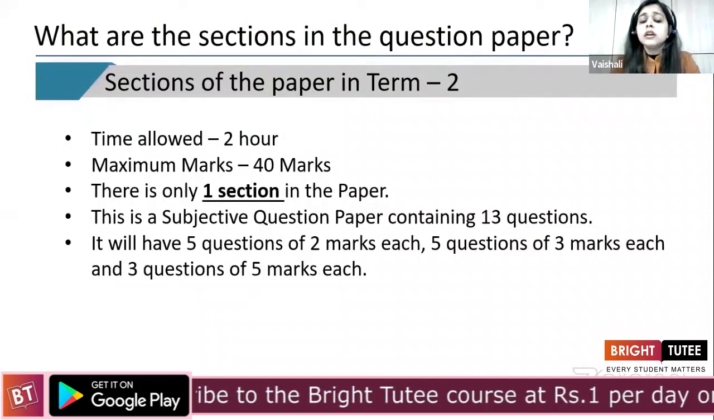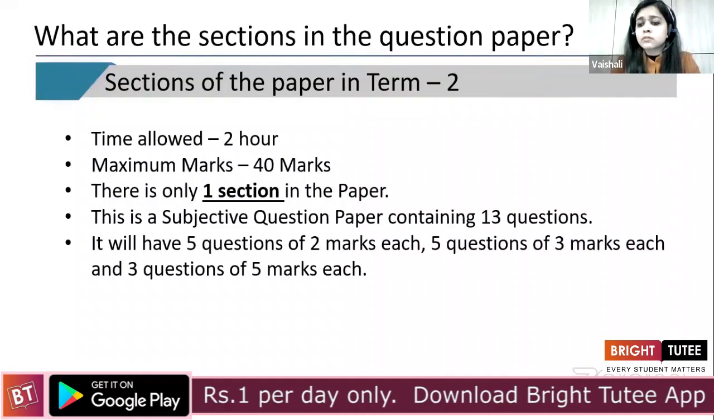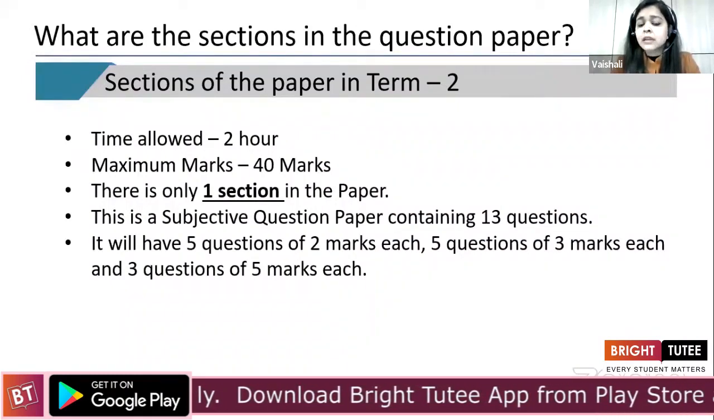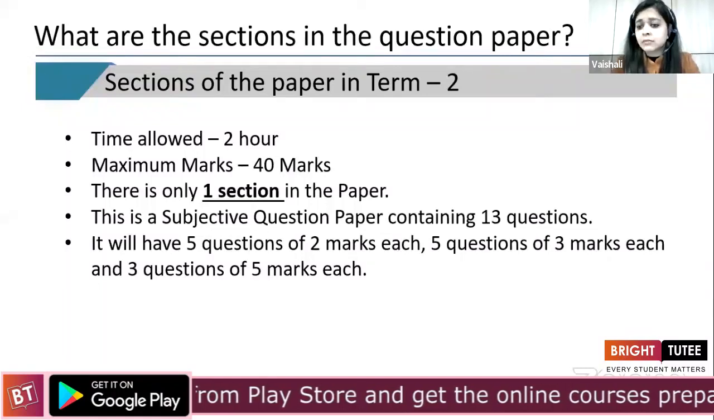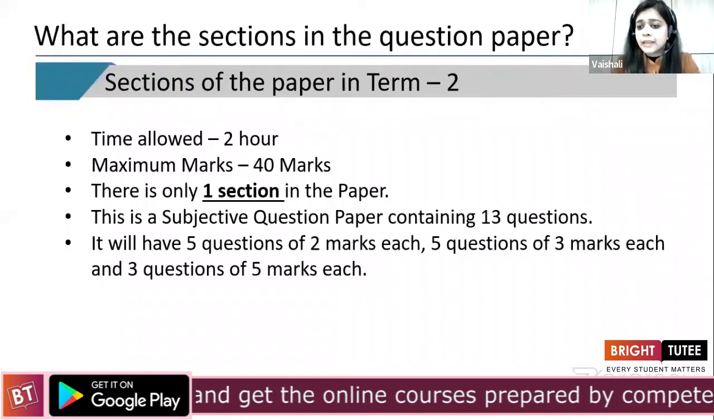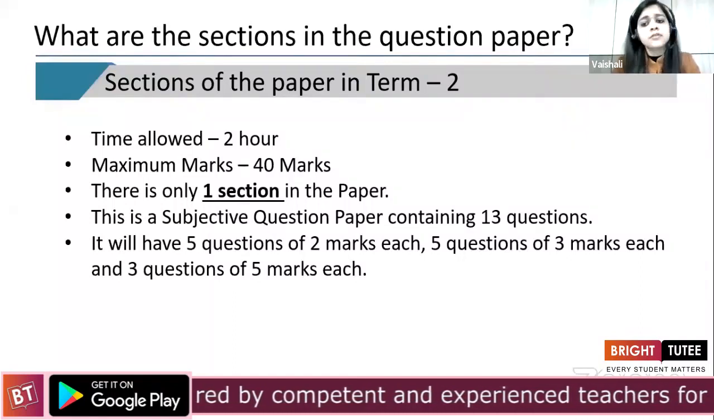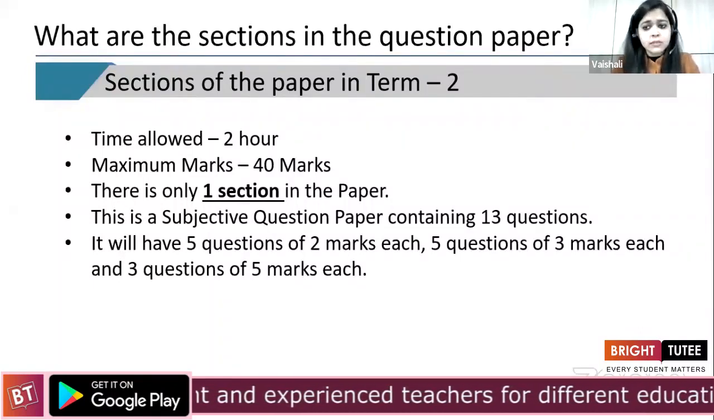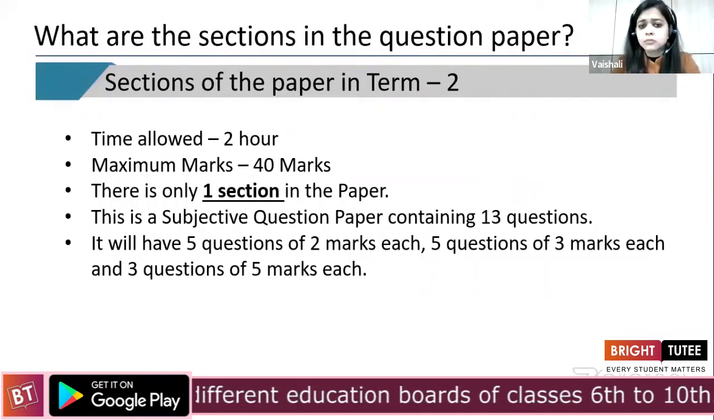Now, the very important question: what are the sections of the question paper? The time allowed for the paper is 2 hours, exclusive of reading time. They'll be giving 15 minutes extra in addition to it for reading. Maximum marks, 40 marks paper. A 40 marks paper has already been conducted. Now one more paper of 40 marks is in term 2.